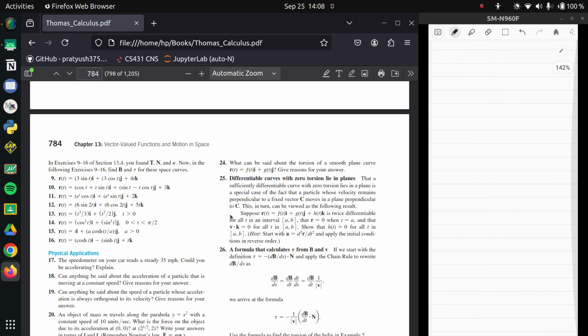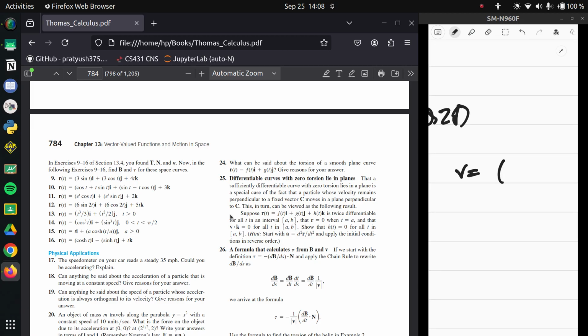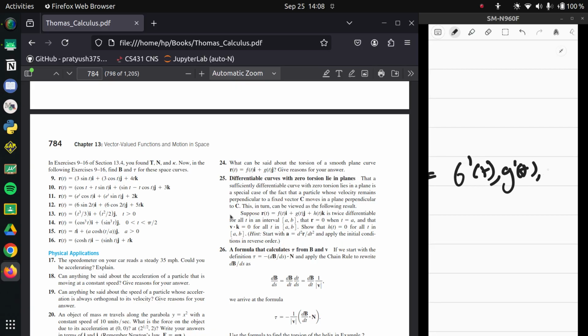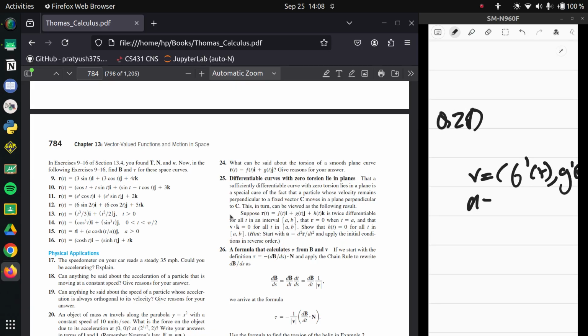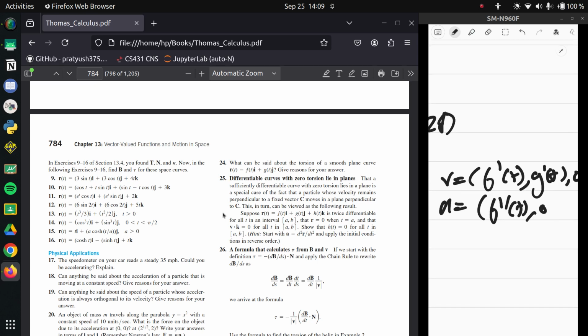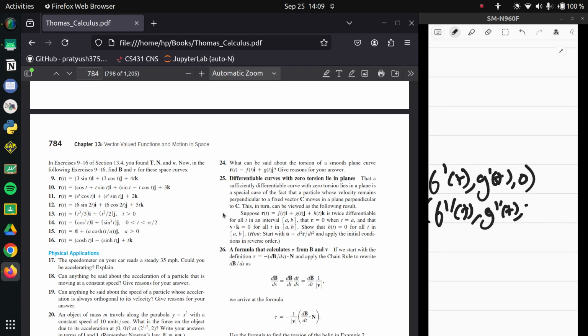This will move to the next page. So question 24 is: what can be said about the torsion of a smooth plane curve r of t equal to this stuff? Give reasons. It's going to be 0. My reason would be, the velocity vector is some f dash t, g dash of t, 0, right? Your acceleration, I'm just going to derive this stuff directly, is f double dash of t and g double dash of t, 0.